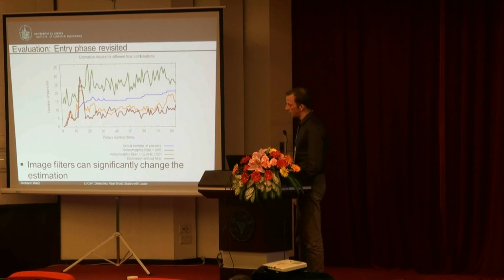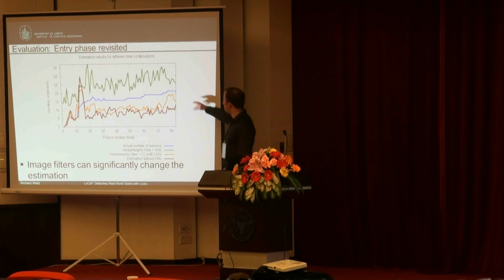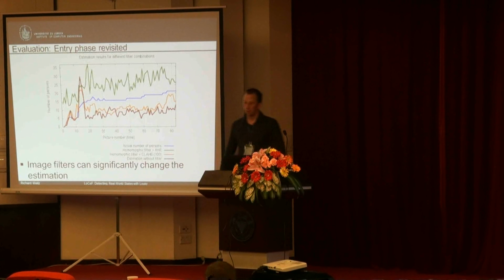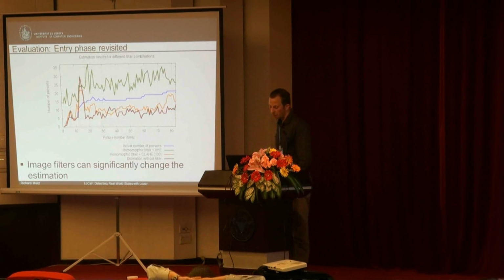So we played back the same images and applied some filter combinations. The blue line here is the actual number of persons, which we counted again manually, so it's the same number as before. And then we have different filter combinations, which are contrast improvements and so on.